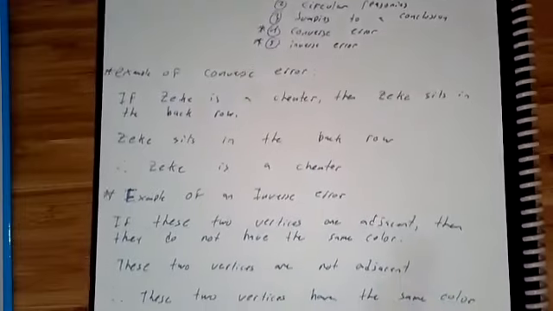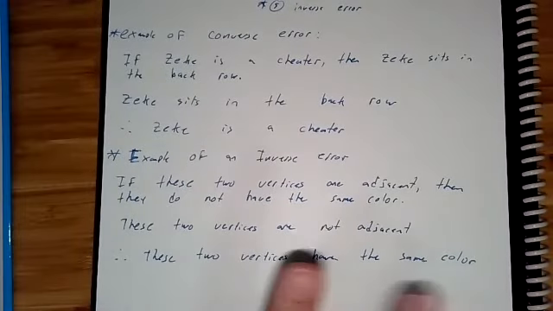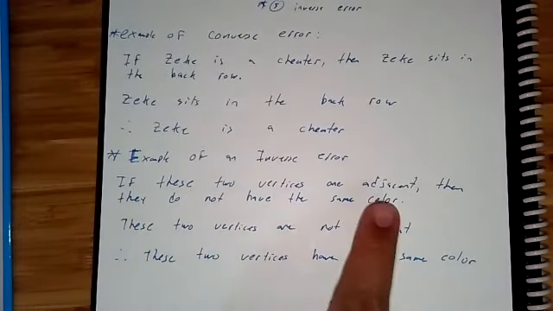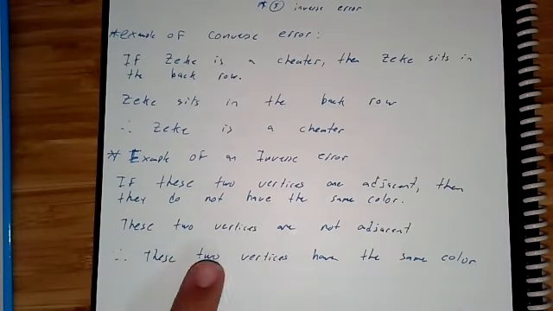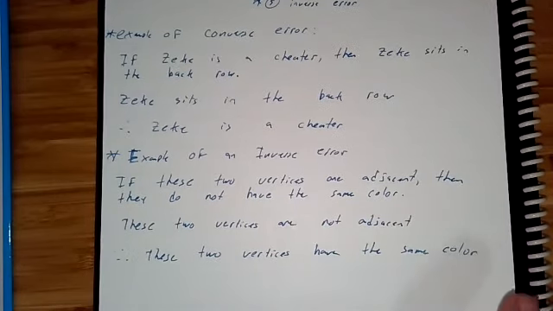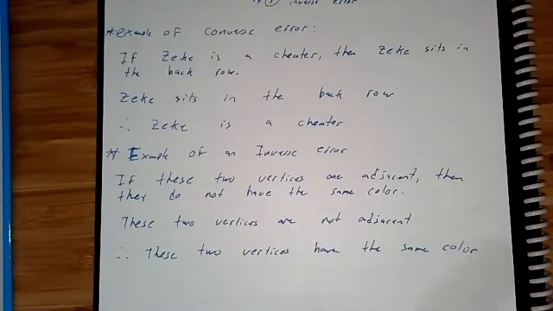Now, an example of an inverse error. If these two vertices are adjacent, then they do not have the same color. These two vertices are not adjacent. Therefore, these two vertices have the same color. That's not necessarily true. I mean, it really depends what we're talking about. Since it's not clear, this is considered to be an inverse error. So please read the definitions a little bit more on inverse and converse, but that's pretty much it for 2.3.